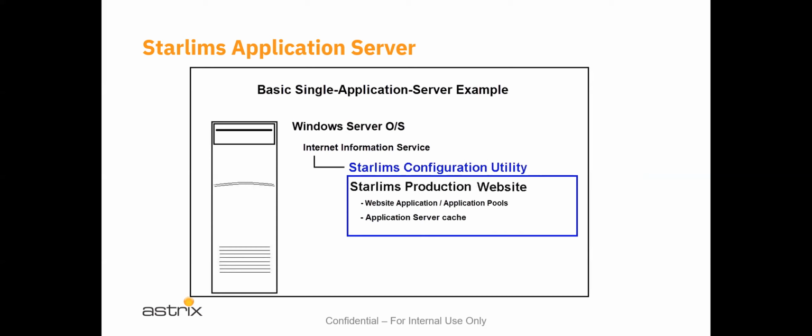From within the IIS environment, we'll be controlling the website application and the application pools, and also controlling the application server cache. There are different modes for the application server cache because there are different types of servers associated with the STARLIMS system, and we'll talk a little bit more about that in a moment. We have different modes of operation in terms of server cache. We'll come back to that in a moment.